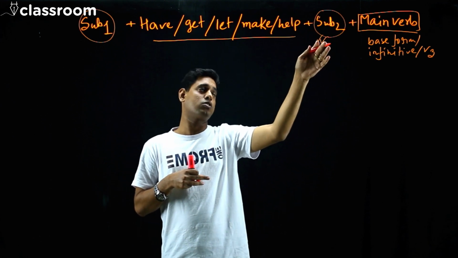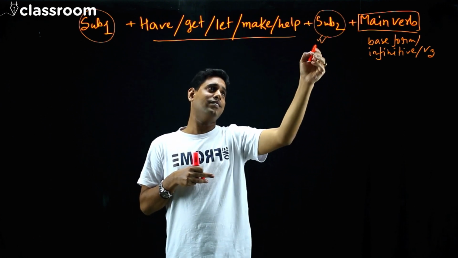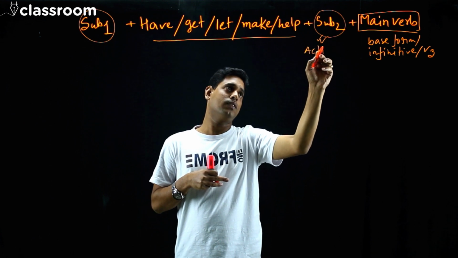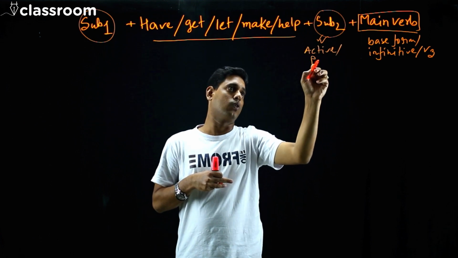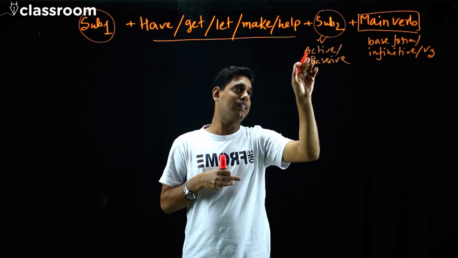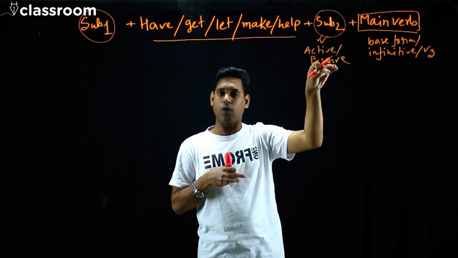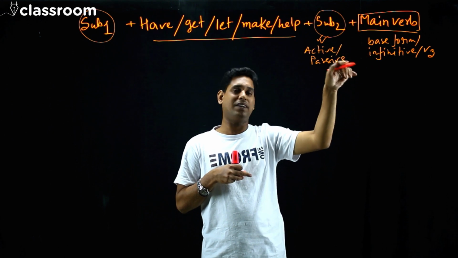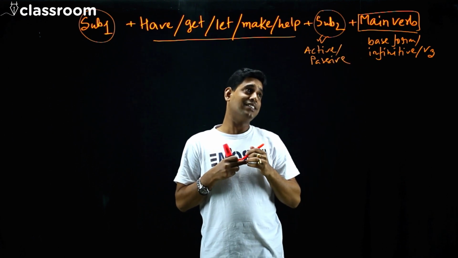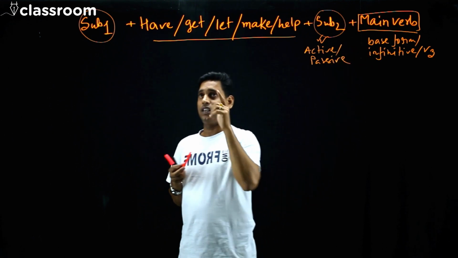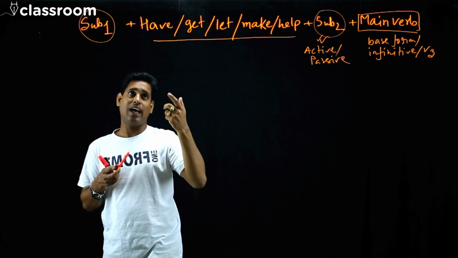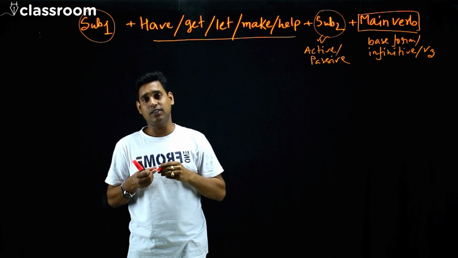Because subject 2 can follow 2 structures, sometimes in an active tone, or it can go in a passive tone. If it is in an active tone, then the main verb follows a specific form, and if it is in a passive tone, then the main verb follows another specific form. So those are the rules you'll have to know when you use have, get, let, make, help in an English sentence.